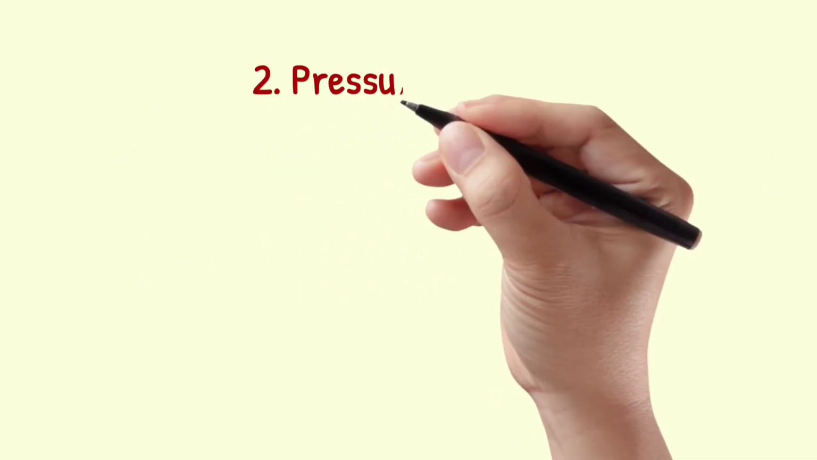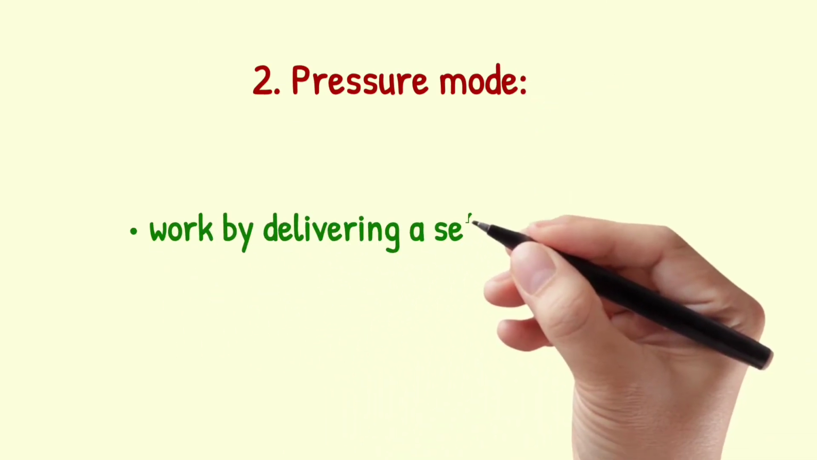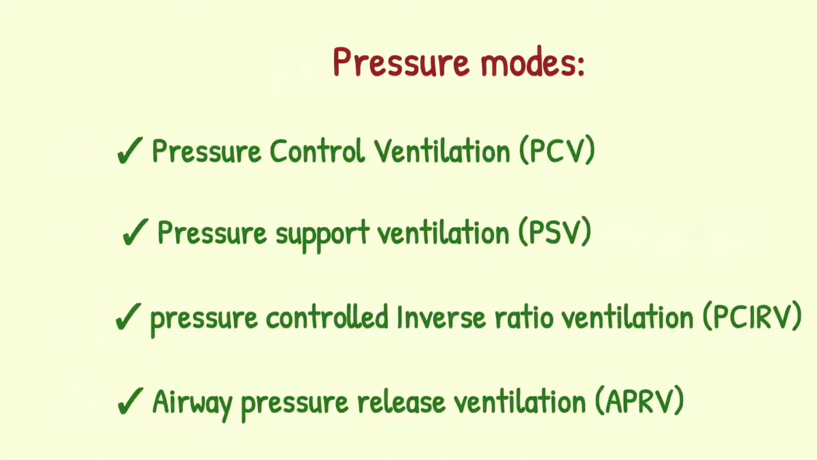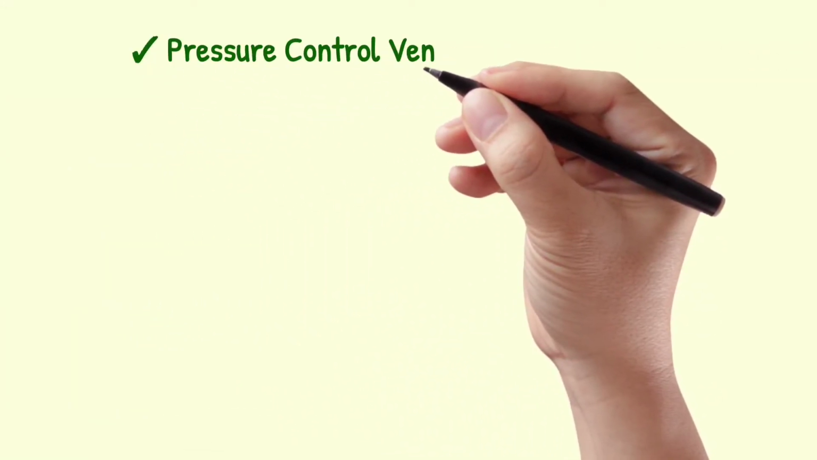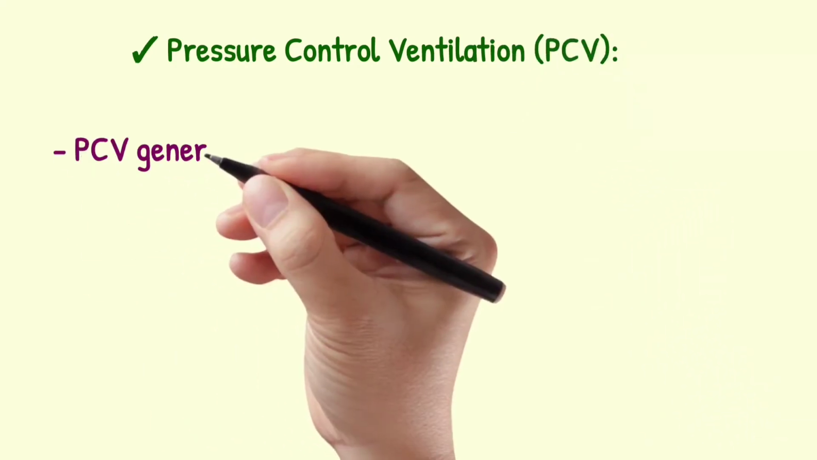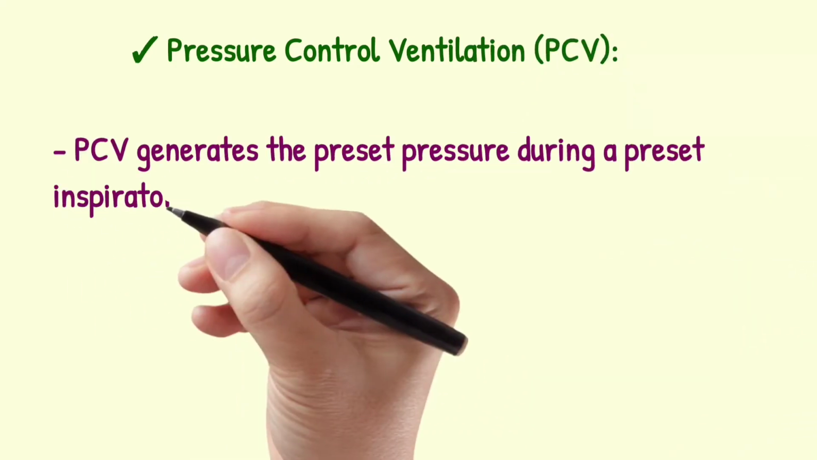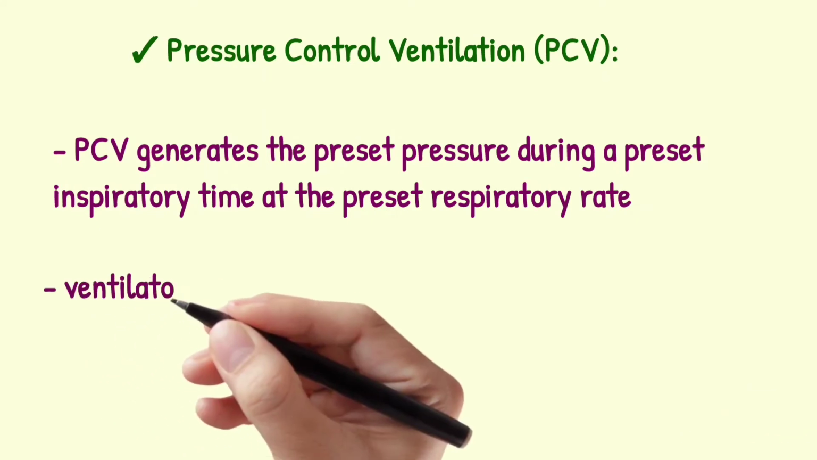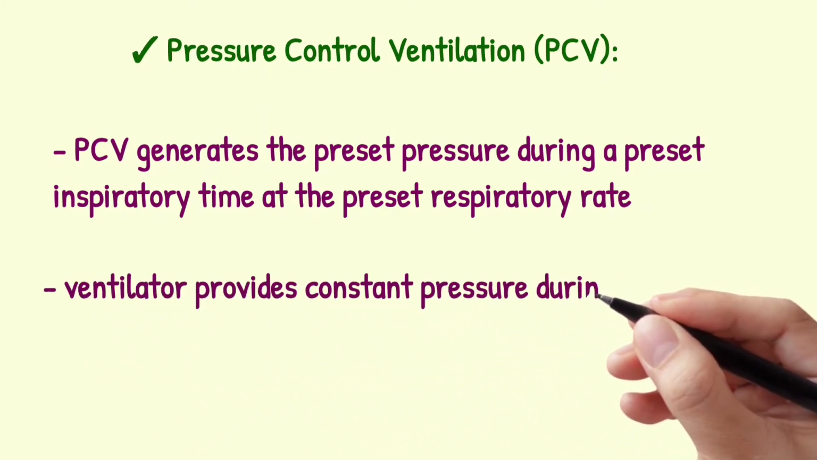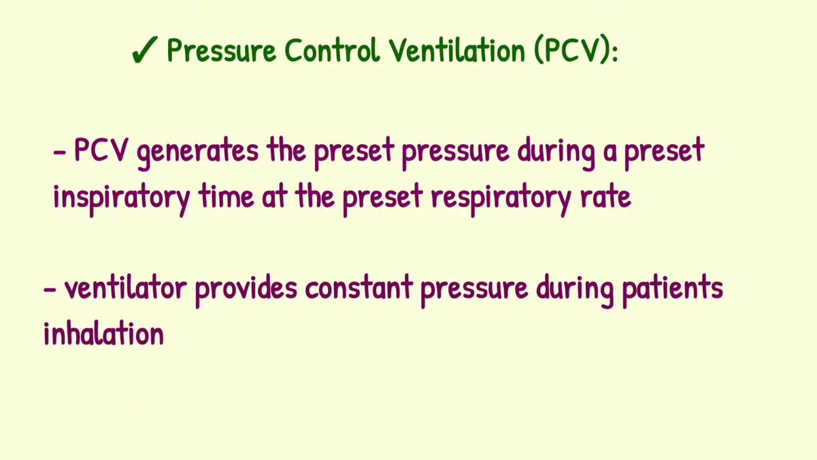Now, the next is pressure mode. This mode works by delivering a set pressure. These are some pressure modes. One by one we will discuss these modes. First is pressure control ventilation. PCV generates the preset pressure during a preset inspiratory time at the preset respiratory rate. In this mode, the ventilator provides constant pressure during patient inhalation.